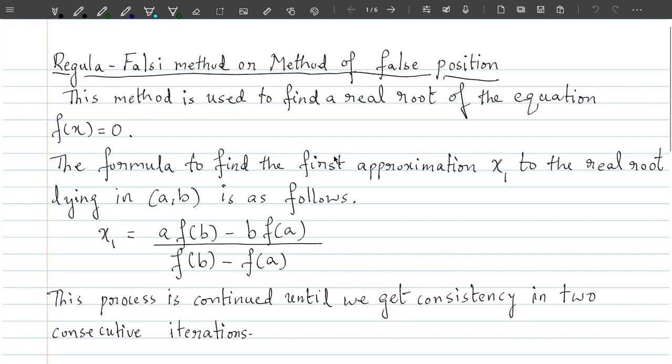So in the case of the Newton-Raphson method, we already know that we can form an interval (a, b) so that f(a) and f(b) have unequal signs, or opposite signs. Then the real root of the equation will lie in between a and b.